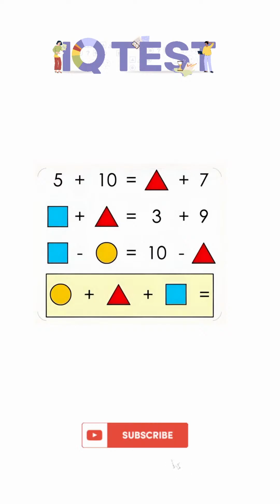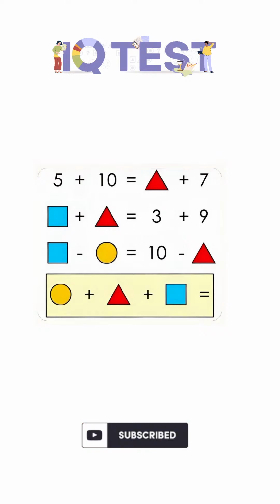The yellow circle, what are we getting? So I am getting 2 for the yellow circle. So the yellow circle is 2. So guys, if we add all these together, what are we getting as our answer?